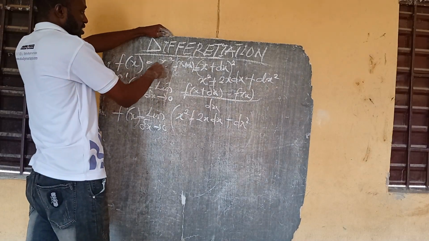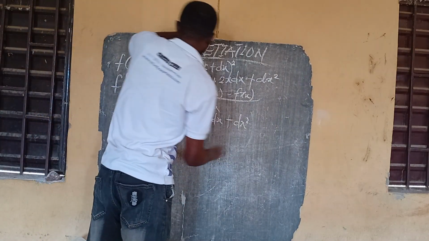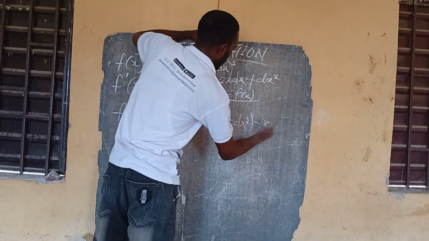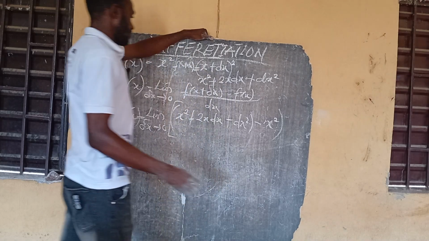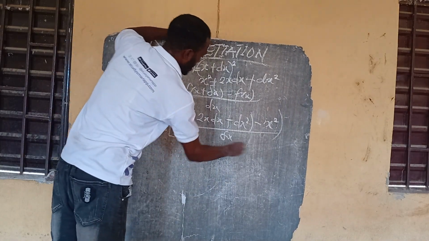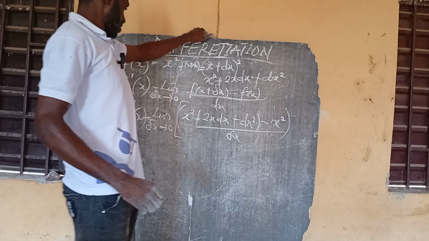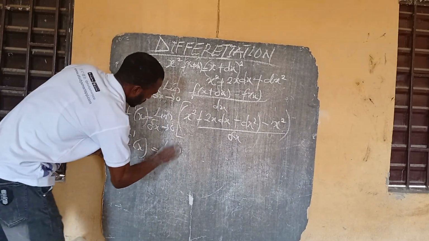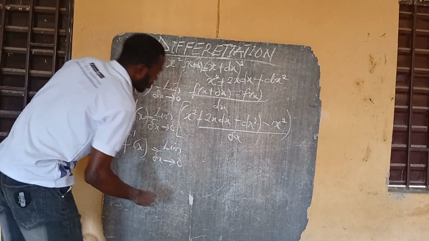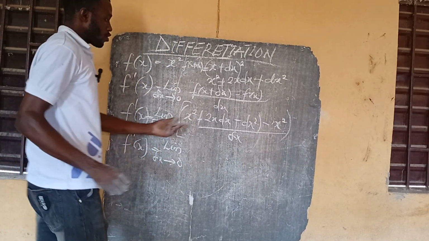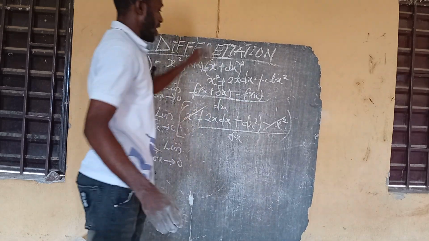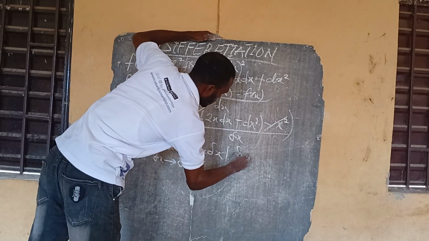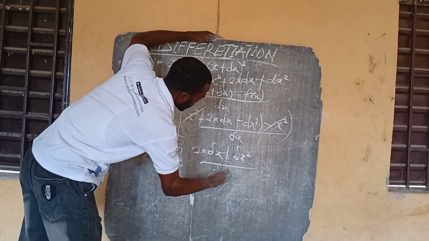What is f of x? f of x is x squared. Then we have minus x squared. Okay, now all divided by dx. Now if that's the case, then f prime of x will be equal to the limit as dx tends to 0 of, by the time you open up this bracket, this guy is going to take care of this guy. Then you'll be left with 2x dx plus dx squared over dx.